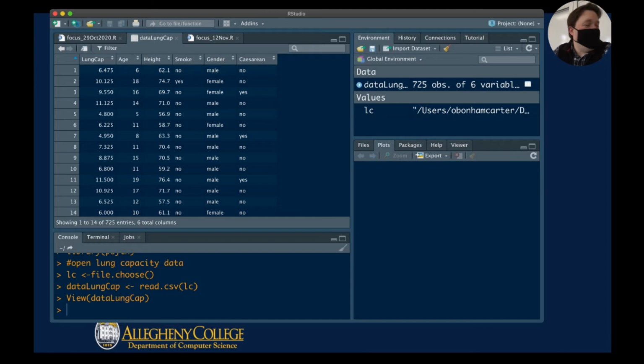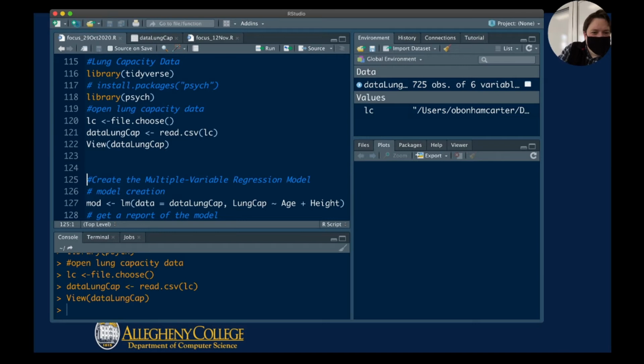We have the variables age, height, smoking, gender, and cesarean. We can use these variables to see, for instance, how age and height affect lung capacity, but also whether smoking and gender matter, and if someone was born cesarean, whether that makes any difference either. I believe that's what it means if someone is born cesarean.